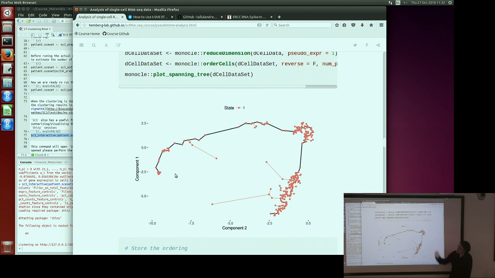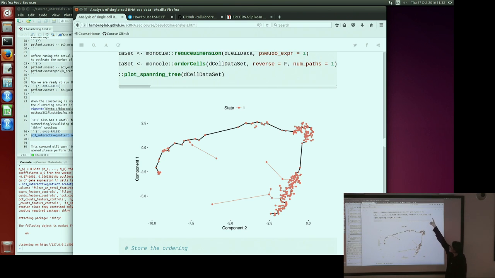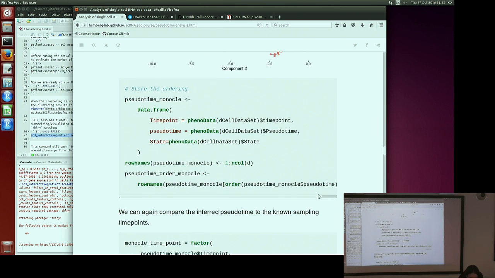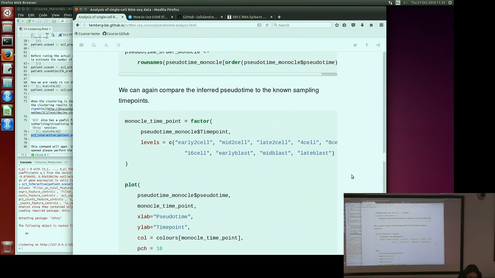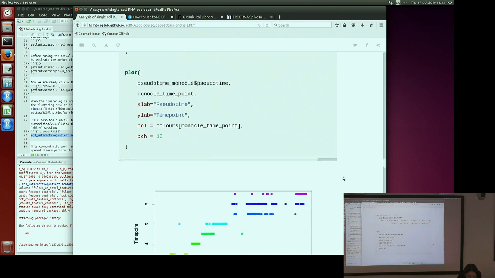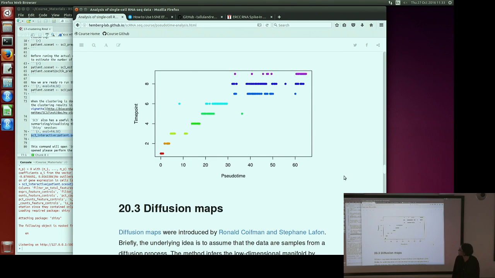If you go up here and change the number of paths to 2, you should start getting branching points being defined. Then we're going to extract the ordering and store it in a somewhat more convenient fashion, and then plot the pseudotime versus the known time points. Again, we get very nice ordering of the cells according to the known time points, except for this last stage of blastocysts in this case, whereas all of the other stages are quite well defined.